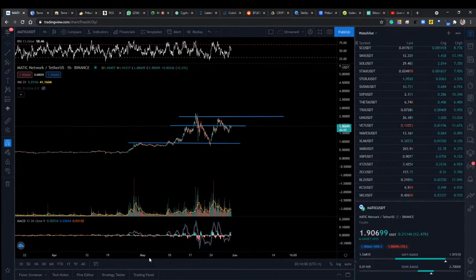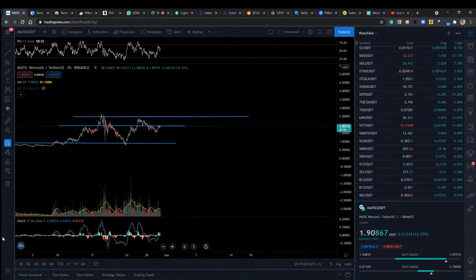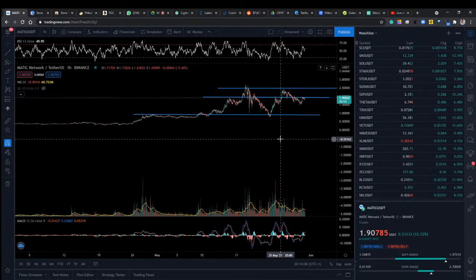So let's say you're watching the chart. You zoomed out. You've mapped your support and resistance. This is Matic USDT. And let's look at a particular trade.